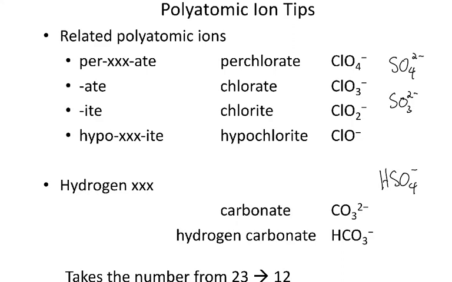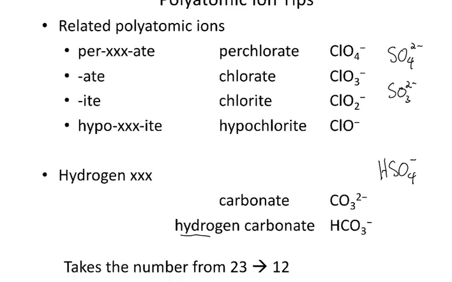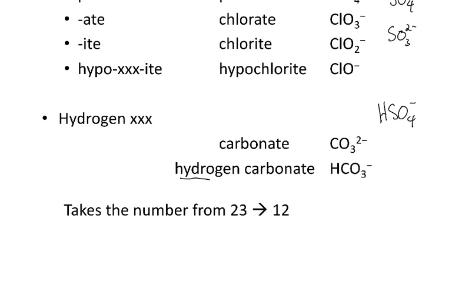Adding this hydrogen in front of the name of the polyatomic ion is another common thing that you'll see. If you learn these patterns, I think you'll find it reduces the number that you need to know. Instead of the 23 separate ones, we really only have 12 polyatomic ions that you need to know, and I think that's a little bit more manageable.